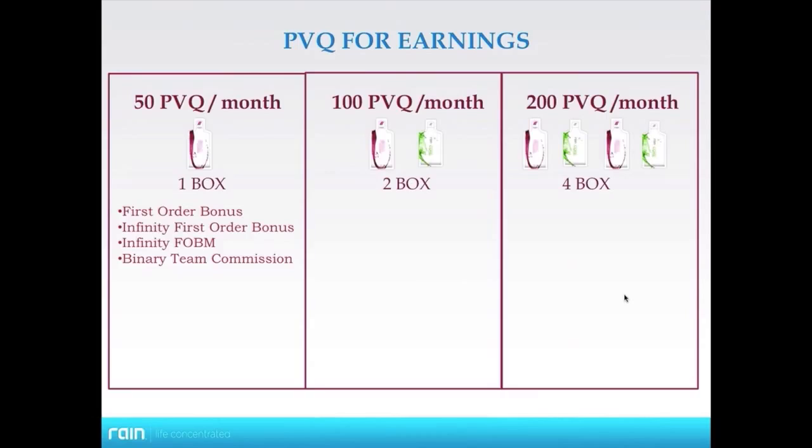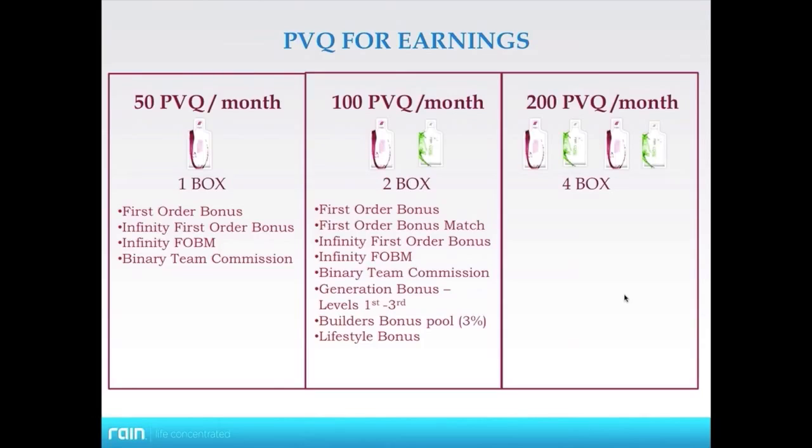When you get to the 2 box, when there's the requirement of 100 PVQ, so 2 boxes, 2 SOL, 2 core, whatever it is, as long as you're over 100 PVQ, and that could also be in addition to your customers, right? We'll get into that again in a moment. But here we now unlock everything else other than the generational bonuses from the 4th to the 7th level.